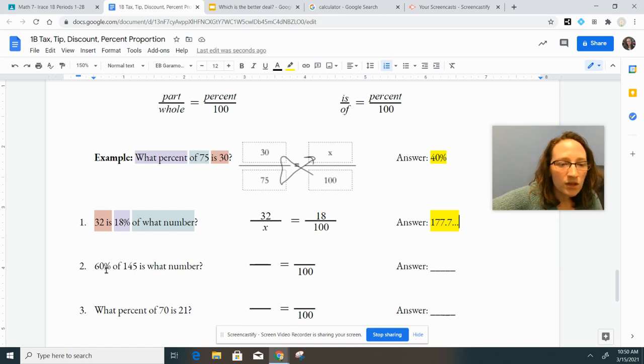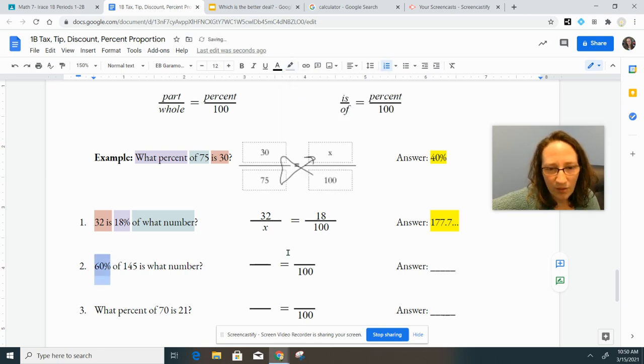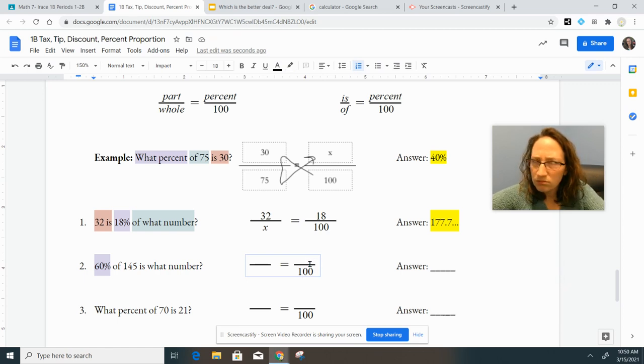Okay, here we go. So 60% of 145 is what number? All right, so I like that we have a percentage here. Again, for me, that is always really easy to spot right off the bat. And so if it were me doing this, which I guess it is, I go ahead and fill in the percentage right away. Because to me, that seems pretty simple. I'm not going to make a mistake about where the percent goes. That's always in that top right spot.